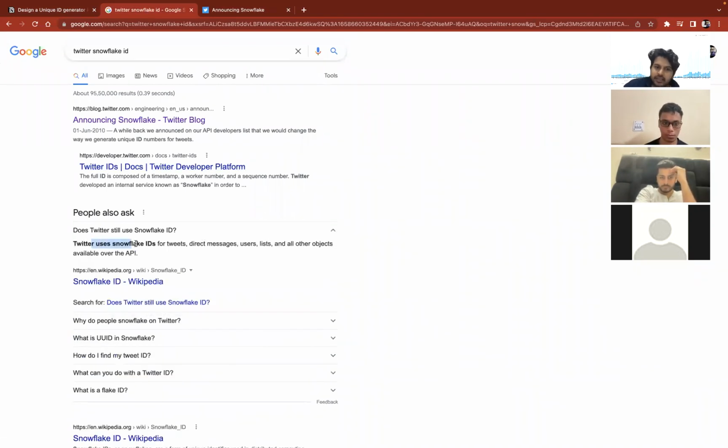This is the good question. It still uses Snowflake ID for everything. So they call them Snowflake IDs. Everything for post, direct message, user list, comments, everything.